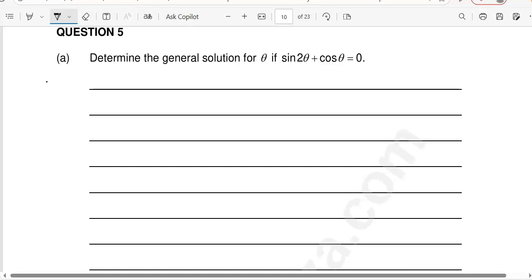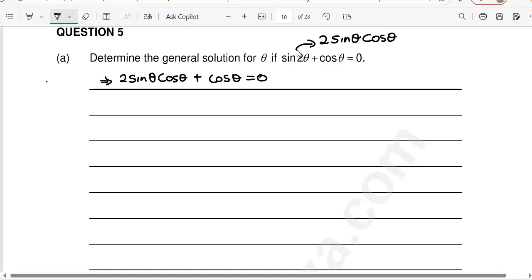But now, to make everything easy, I check: do I have a common factor? No, not yet. Why? Because we know that the sine of 2 theta, we can change this and write it as 2 sine theta cos theta. That's the first thing I'm going to do. So I'm going to rewrite this equation as 2 sine theta cos theta. Now you can see that I have a common factor of cos theta.